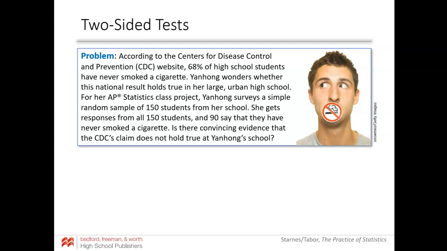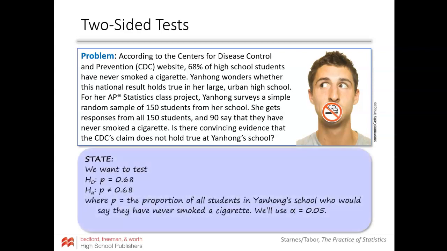So, four-step process, just like before, we are going to state our null hypothesis is that the proportion is the 68%, but the alternative is this side, it's not one-sided, it's just going to say that's not 68%. So she's not going one direction or the other. So keep that in mind.